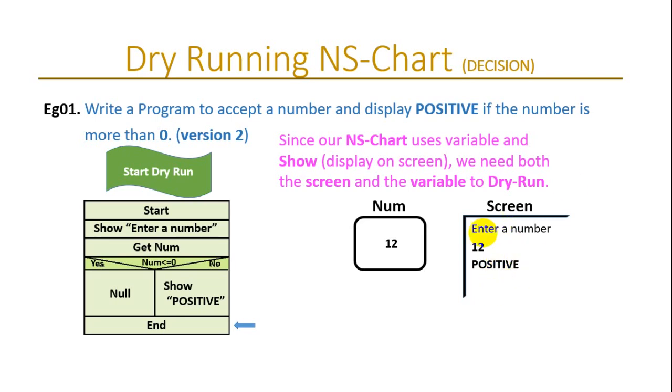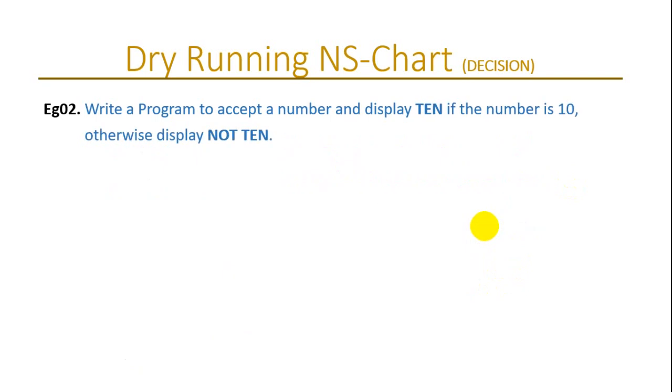So let's dry run this again. That's the end of the dry run. Sorry, that part is over. Now we are going into exercise or example number 2. In the earlier one, if it is positive, greater than 0, we wanted to display positive, that's all.